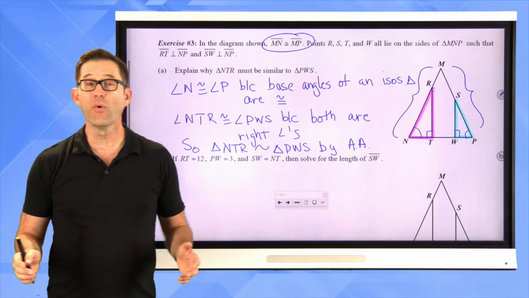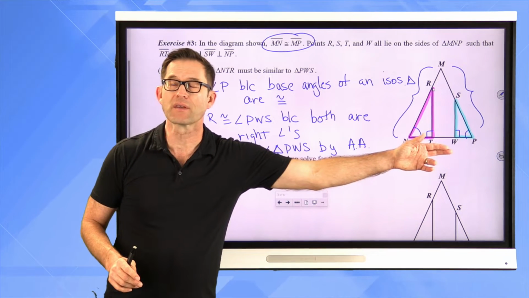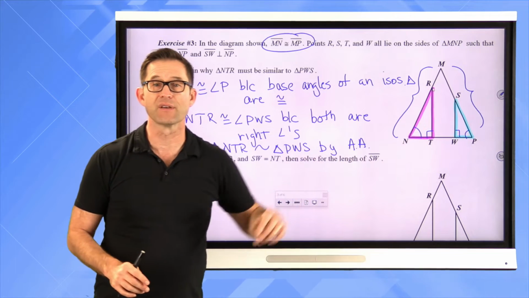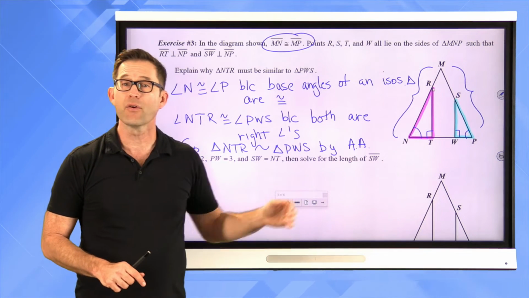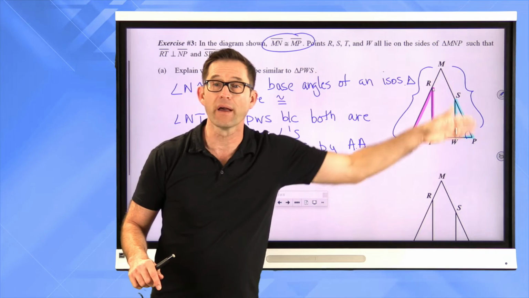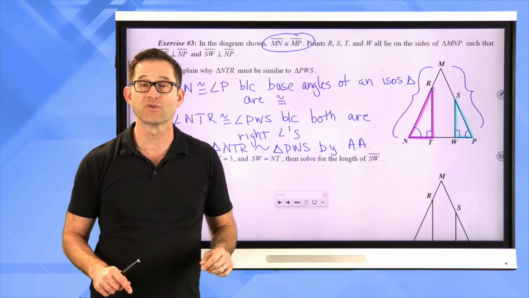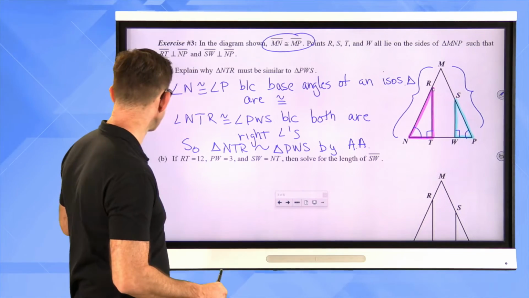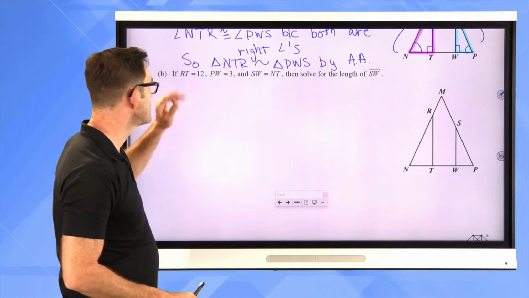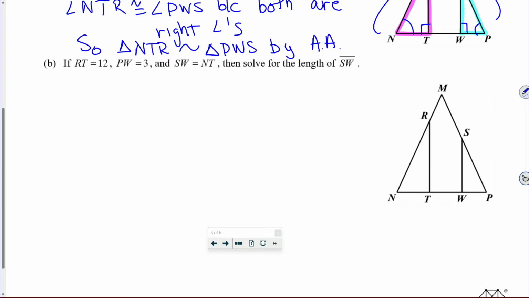All right, and it's kind of cool, right? Because one pair of angles came from the fact that they were base angles of an isosceles triangle, and the other pair came from the fact that these two lines were drawn perpendicular to that base of that isosceles triangle. All right, great. So now let's do a little bit of algebra. Letter B. If RT is equal to 12 and PW is equal to 3 and SW equals NT, then solve for the length of SW. All right, cool.